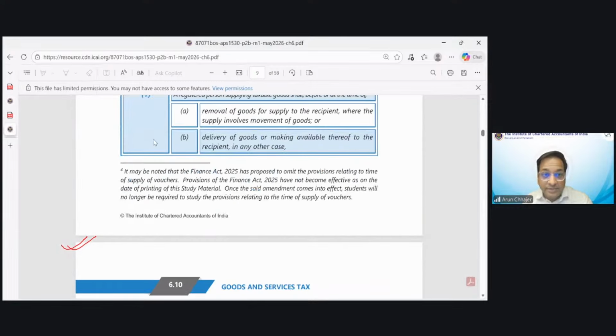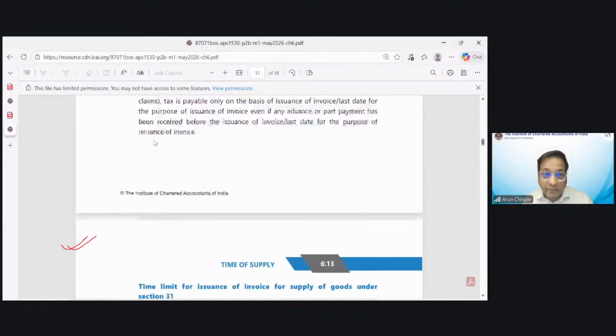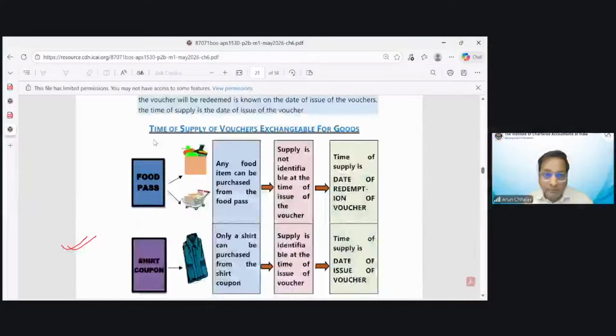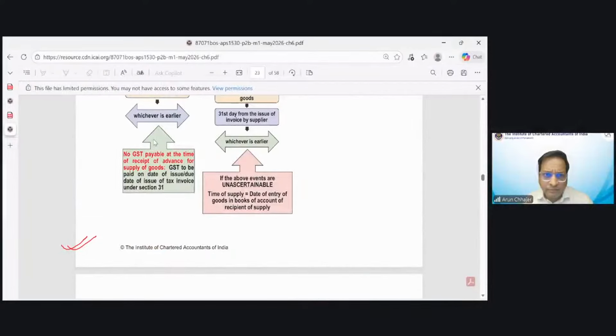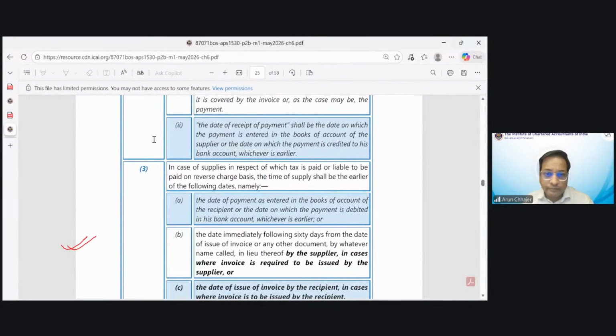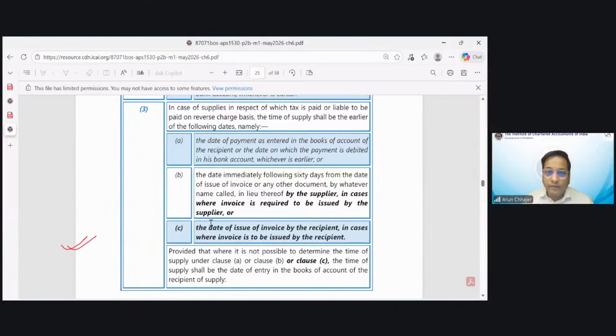Let me go to the RCM chapter once again. Date of payment. What is the date of payment? 4th January. Date immediately following 60 days. Will it be applicable or not? Not applicable because the supplier is not registered.